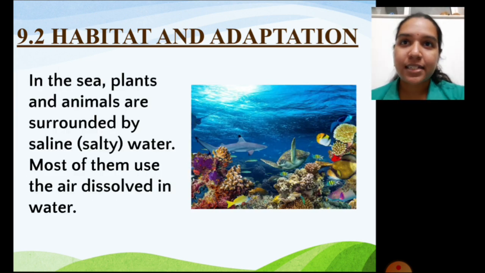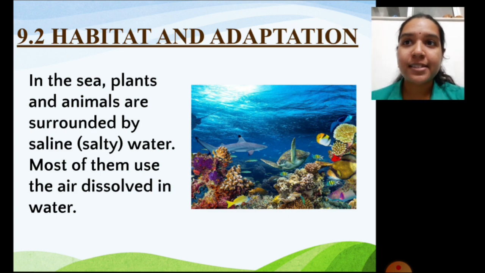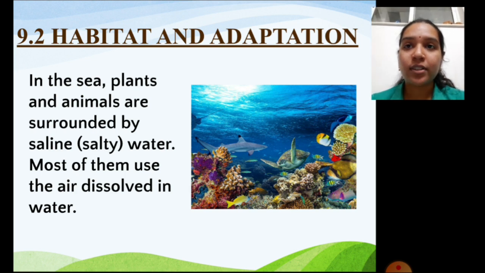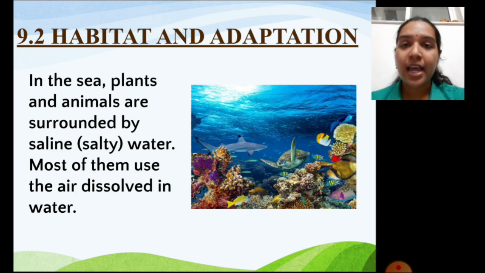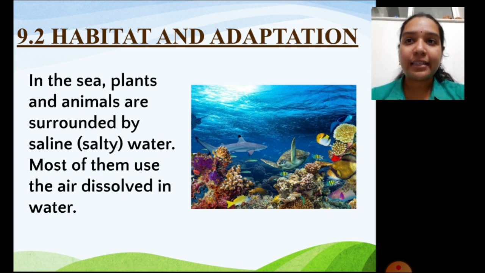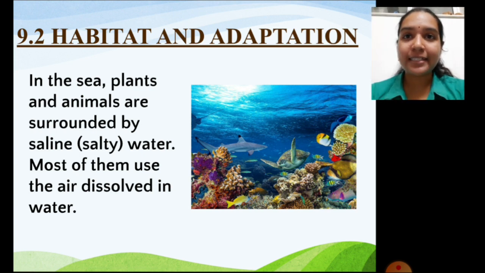From the list of regions, if we discuss about the sea or ocean, all the plants and animals that grow in water are surrounded by saline or salt water. The air they breathe in and out is also dissolved in the water. That means there in the sea, life completely exists in submerged waters only.